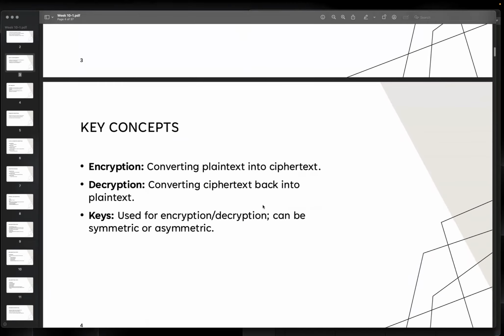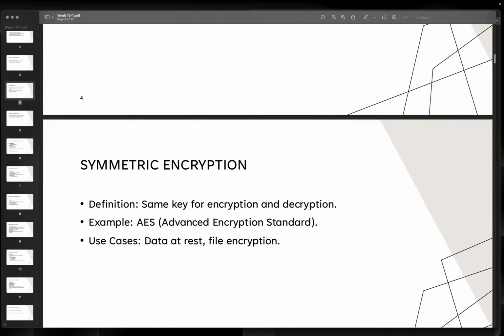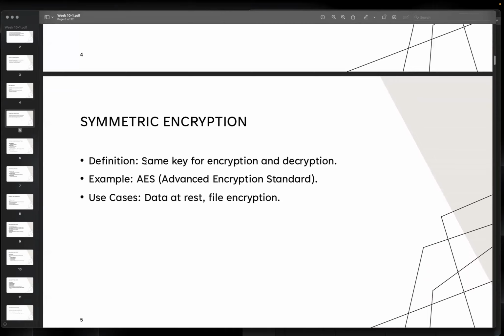For encryption, the keywords are that we convert plain text to ciphertext, and in decryption we convert the ciphertext back into plain text, and we use a key for encryption and decryption. Sometimes we hear the terms symmetric and asymmetric. In our lecture we cover some of them. Symmetric encryption means the key is the same for encryption and decryption. One example is AES, Advanced Encryption Standard.